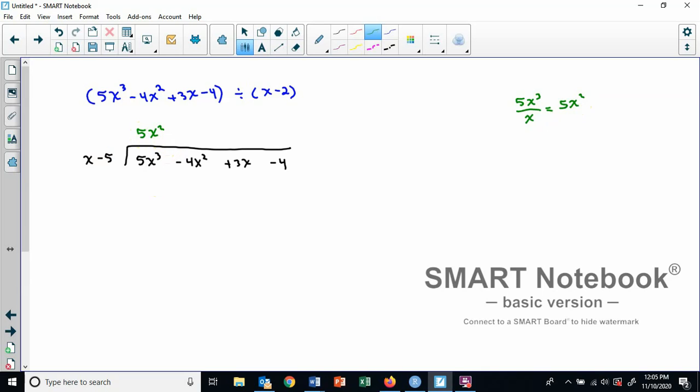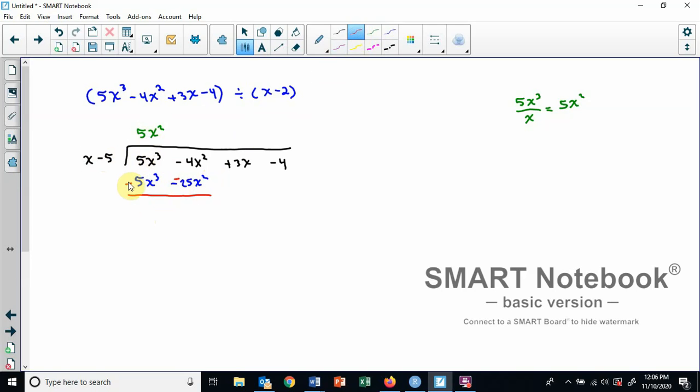Okay? Now remember, once you get that, what we do is take our term here in the quotient, our answer, multiply it by the divisor, write it underneath here, and subtract it off. So 5x squared times x is 5x to the third, and 5x squared times minus 5 is minus 25x squared. Okay? Now, what can you not forget? We need to subtract off these blue numbers here. So subtract off this term, subtract off this term.